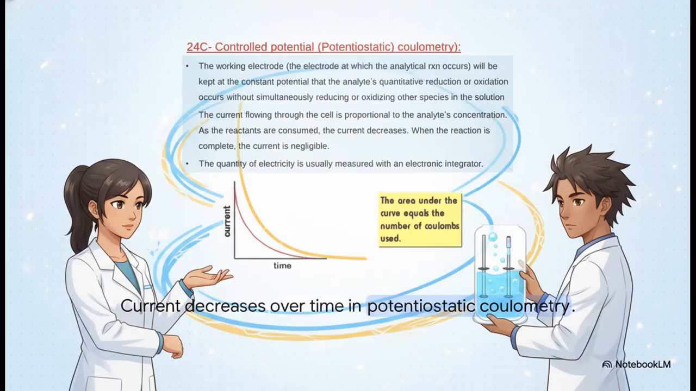So how do we actually control this energy? Our first specific technique is the controlled potential method, which is also known as potentiostatic coulometry. In this method, we tightly control the voltage and keep the working electrode at a constant potential. What happens is an exponential decay. As the chemical reactants are consumed, the current naturally decreases, dropping to basically zero over time. And the key takeaway here is that the total area under that decay curve perfectly equals the total number of coulombs, or charge, that we used.